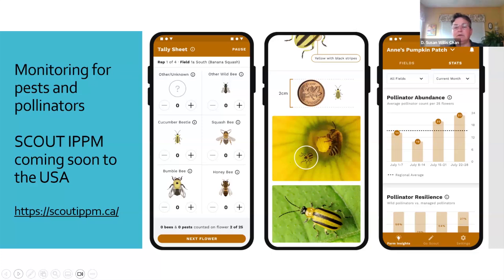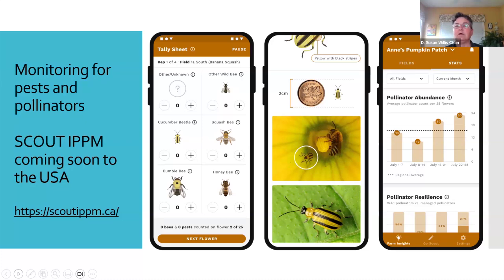It's called Scout IPPM, and this tool allows you to monitor for pests and pollinators at the same time, and it allows you to differentiate between different groups of pollinators. What this allows you to do is know when you need to apply a reactive pest application, when you've reached a threshold for pests, and it also allows you to evaluate whether you've got enough pollinators to pollinate your crop, and whether you have good resilience in your pollinator population.